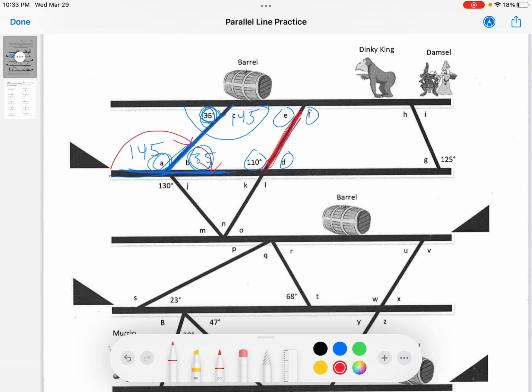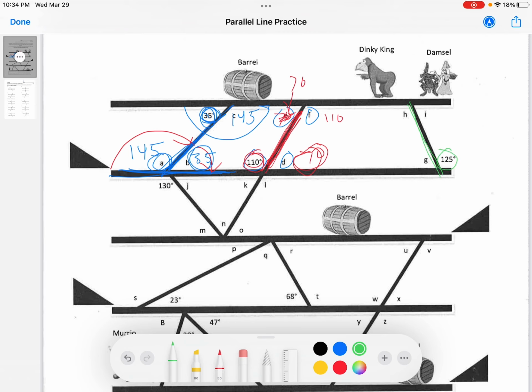Okay, so 110, that means this is 70 because 110 and 70 make a 180. Now if that's a 70, this has to be 70. Let me just write that better. That has to be 70. And if this is 110, this has to be 110. Now this one, which I'm going to color in green, doesn't have anything to do with the one in red. These are totally separate.